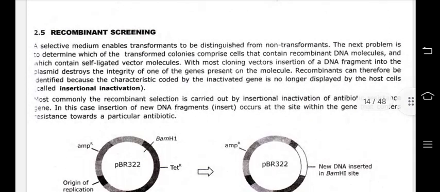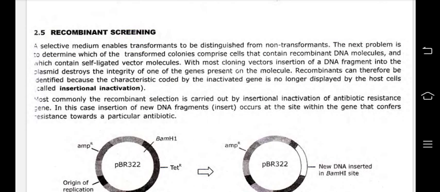In recombinant screening, a selective medium enables transformants to be distinguished from non-transformants. The next problem is to determine which of the transformed colonies comprise cells that may contain recombinant DNA molecules and which contain self-ligated vector molecules. With most cloning vectors, insertion of a DNA fragment into the plasmid destroys the integrity of one of the genes present on the molecule. Recombinants can therefore be identified because the characteristic coded by the inactive gene is no longer displayed by the host cells, called insertional inactivation.